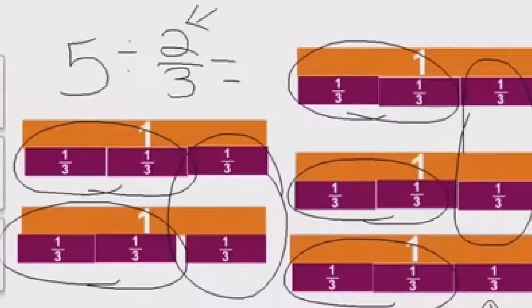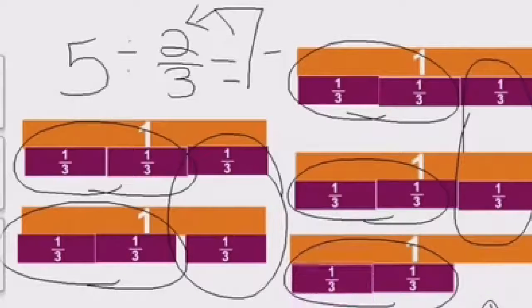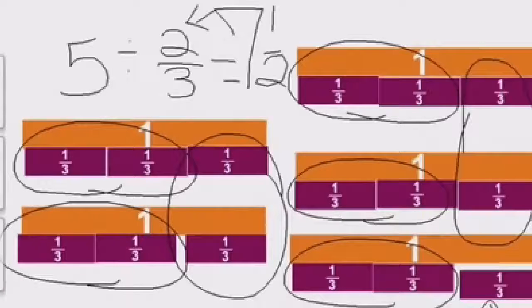We'll talk about that in a moment. But right now, how many whole groups do we have? 1, 2, 3, 4, 5, 6, 7. Okay, remember that 1/3 piece is 1/2 of a group. See how it's 1/2 of a group here? So we're going to say 7 and 1/2 is our answer. Okay, go ahead and take a picture. Drop that into GoodNotes.